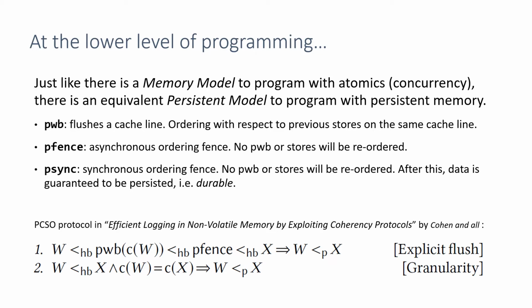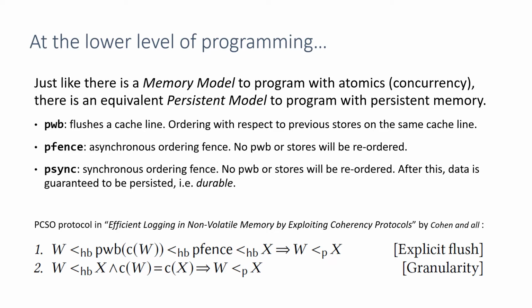The PWB is a persistent write-back. It's a flush of a cache line, and it's ordered with respect to previous stores on that same cache line. The pfence is an asynchronous ordering fence. And then there's the psync, which is synchronous ordering. Now, the difference between the pfence and the psync is subtle, but it is important.